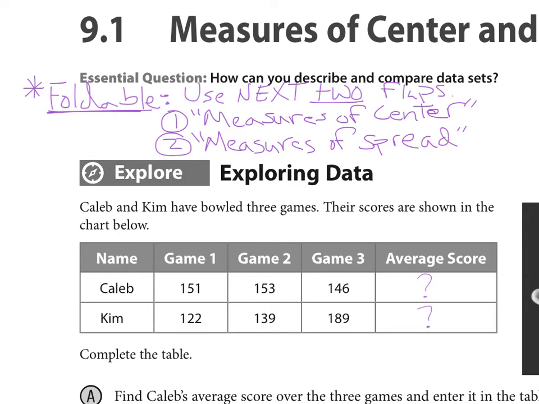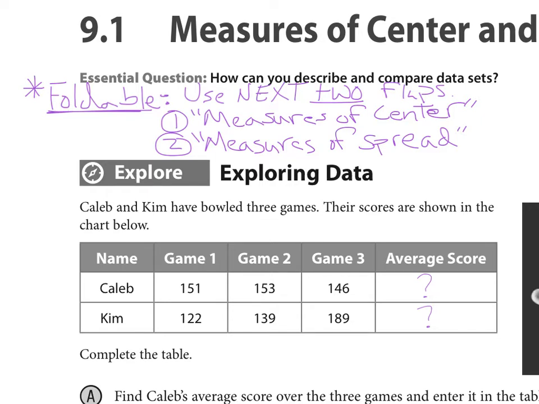Okay. As we get started with this video, make sure you have your book open to page 377. That's the beginning of Module 9, Lesson 1. Make sure you have your foldable with you and a pencil, and you're going to need a calculator for this section. On your foldable, use the next two flaps.